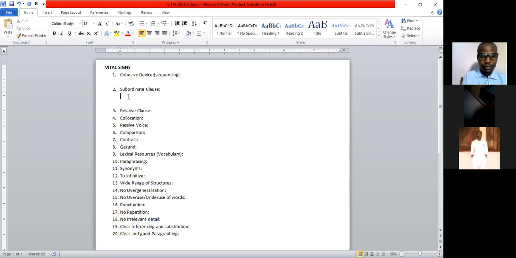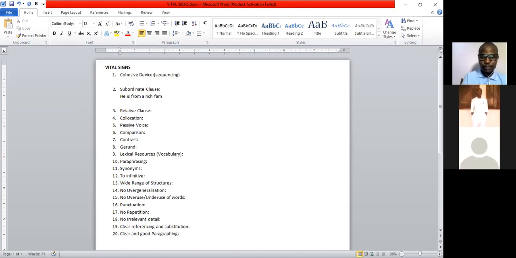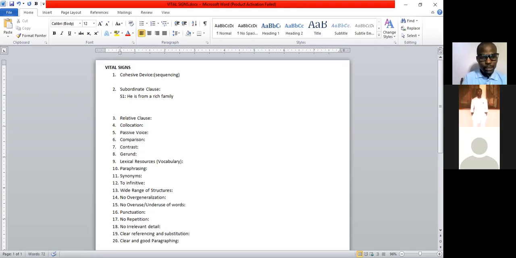We have, let's have: he is from a rich family. That's sentence one. Then sentence two: he lives like a pauper. So two sentences. He is from a rich family, he lives like a pauper. Now let's see how these can form into a subordinate clause.